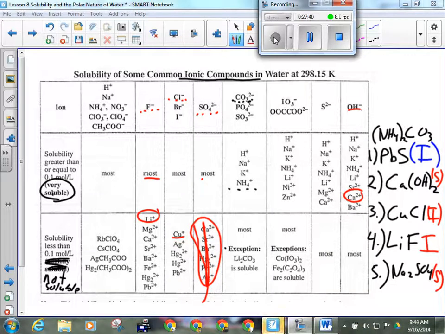All right, does that make sense on how that works? Okay, top row soluble, bottom row insoluble. Pretty simple.